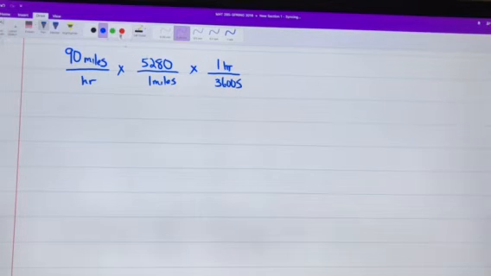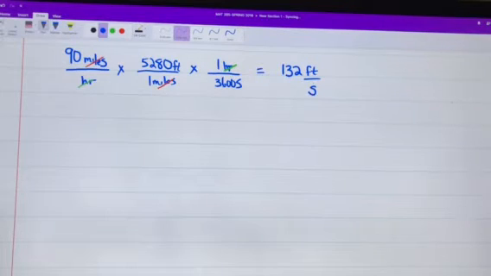In terms of canceling out units, we have 5,280 feet for each mile, so miles will cancel, and also we have the cancellation of hours. If you multiply altogether, 90 times 5280 divided by 3600, we would have for that particular velocity 132 feet per second.